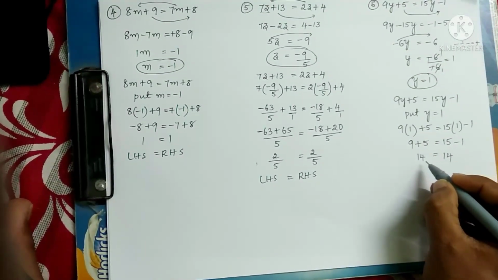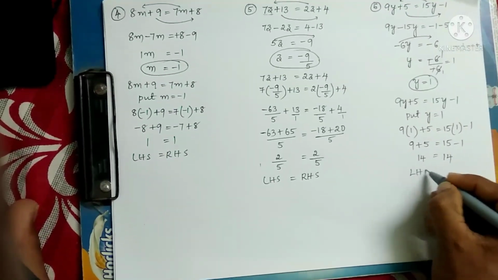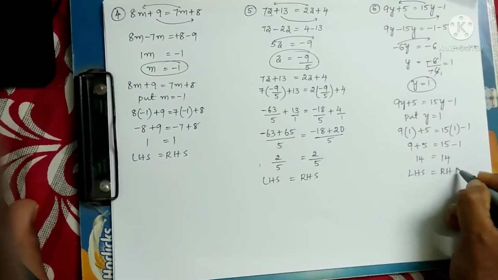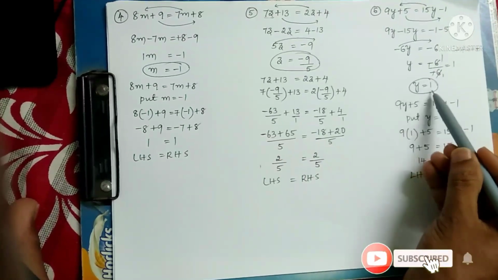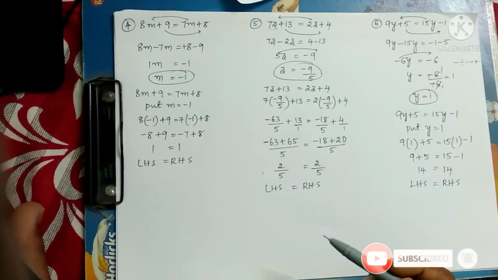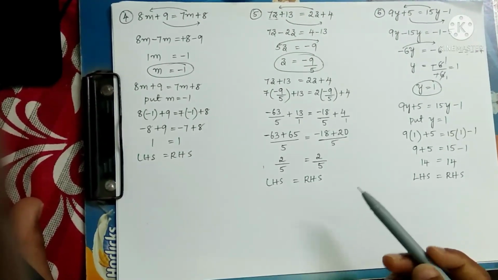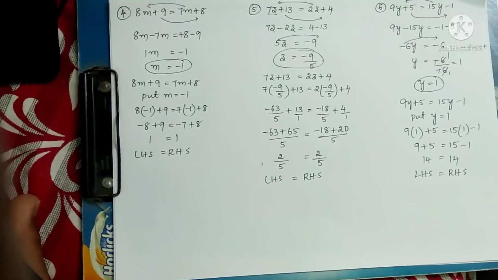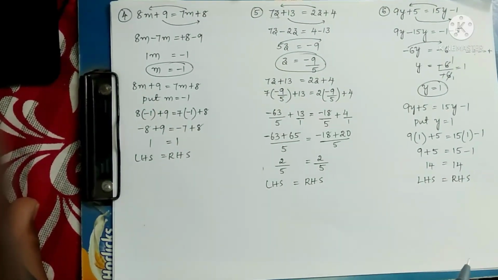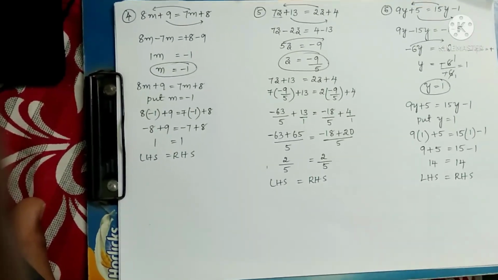So we can say that LHS is equal to RHS. From this we can say that y equal to 1 is the solution of the equation 9y plus 5 is equal to 15y minus 1. So this is question number 6. Now let us see a few more problems related to solving equations with variables on both sides.